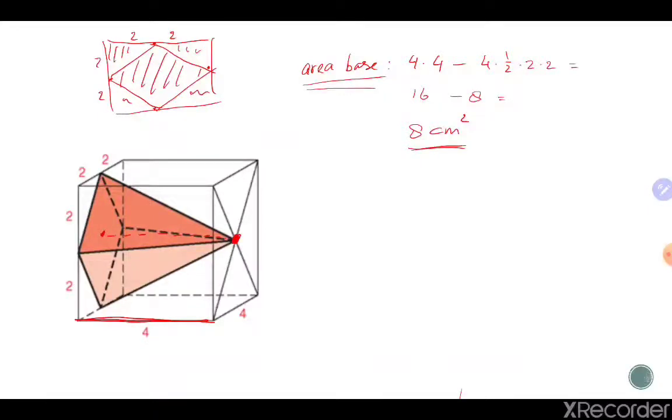Alright, to calculate the volume of my pyramid, it was 1/3 times the area of my base, so times 8, and times the height, and that was 4. So the answer, and do we need to round to decimal places? We're going to round it to two decimal places, is 10.67 cubic centimeters. So that's the answer to calculate the volume of this pyramid.